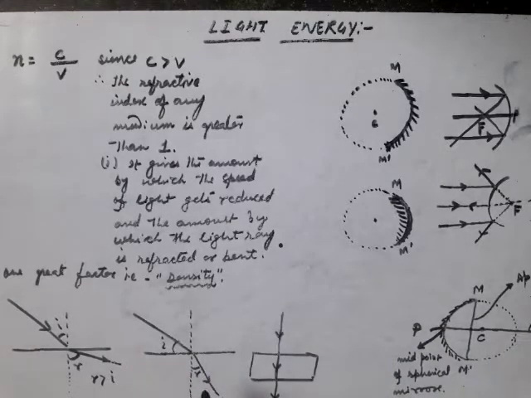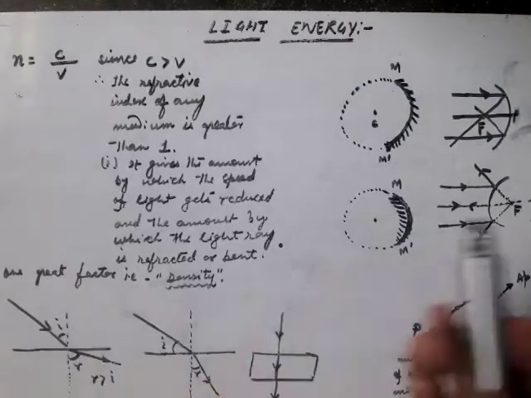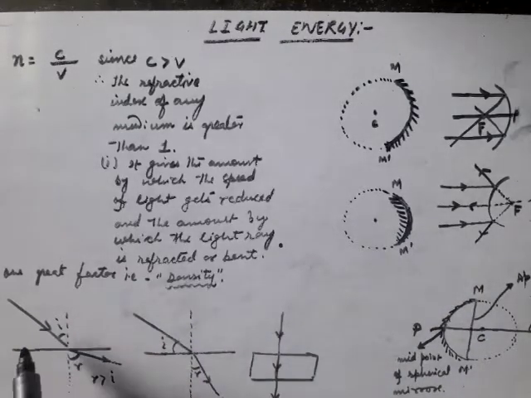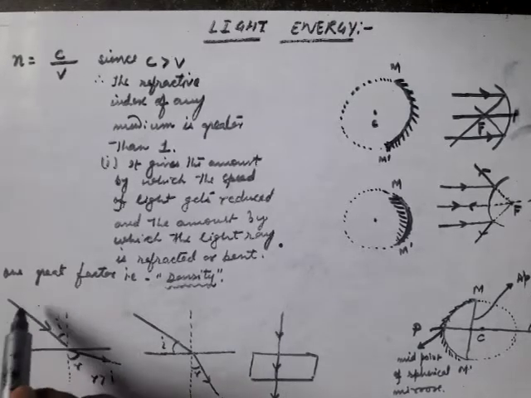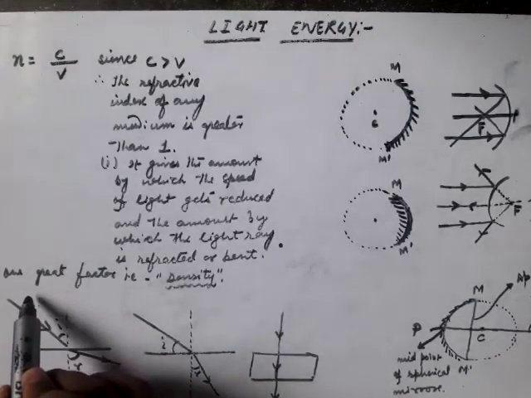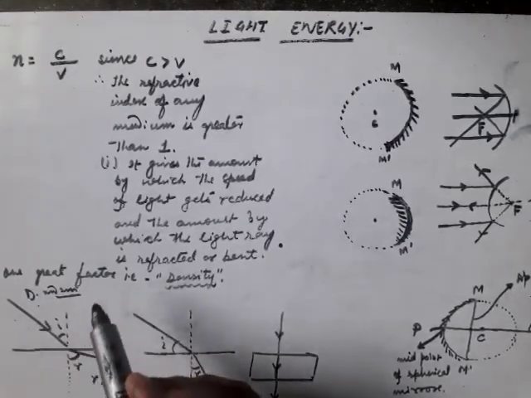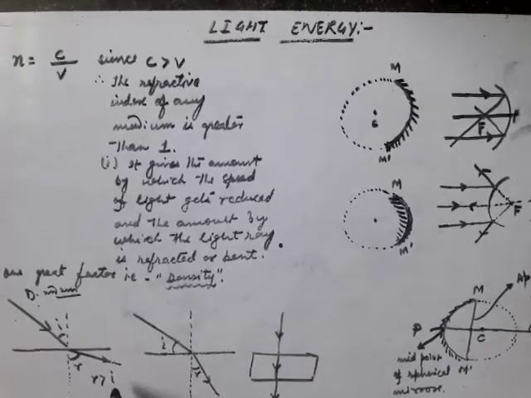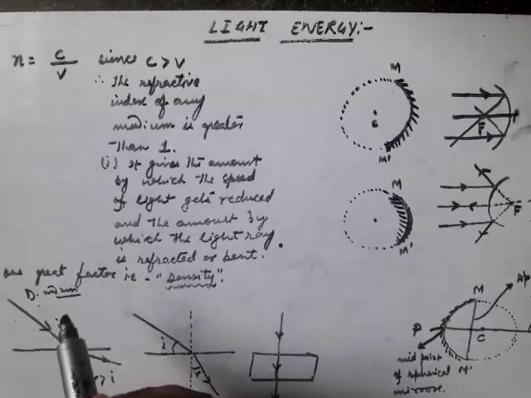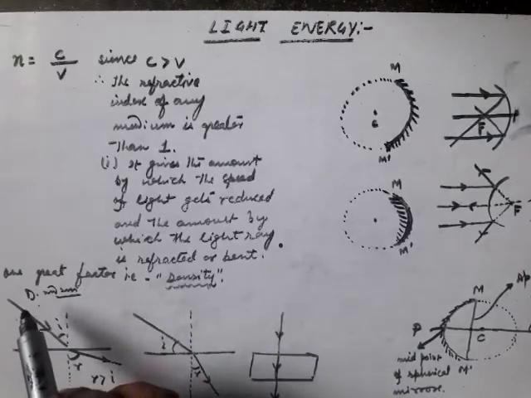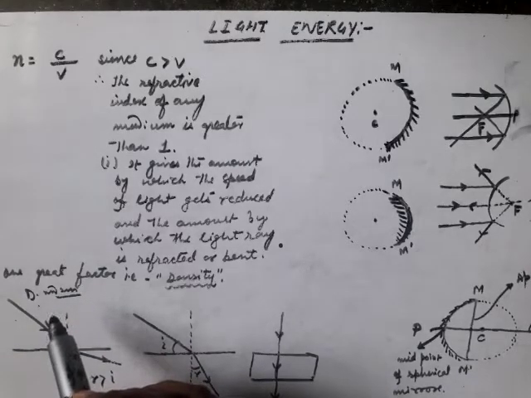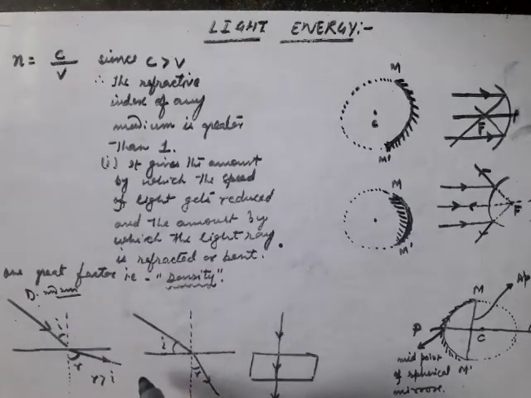Suppose we take the first condition, when a ray of light is coming from the denser medium. Suppose this is the denser medium, it may be glass or water, and this is the rarer medium, air. Whenever a ray of light goes from the denser medium to the rarer medium, in that case the angle of refraction becomes greater than the angle of incidence.